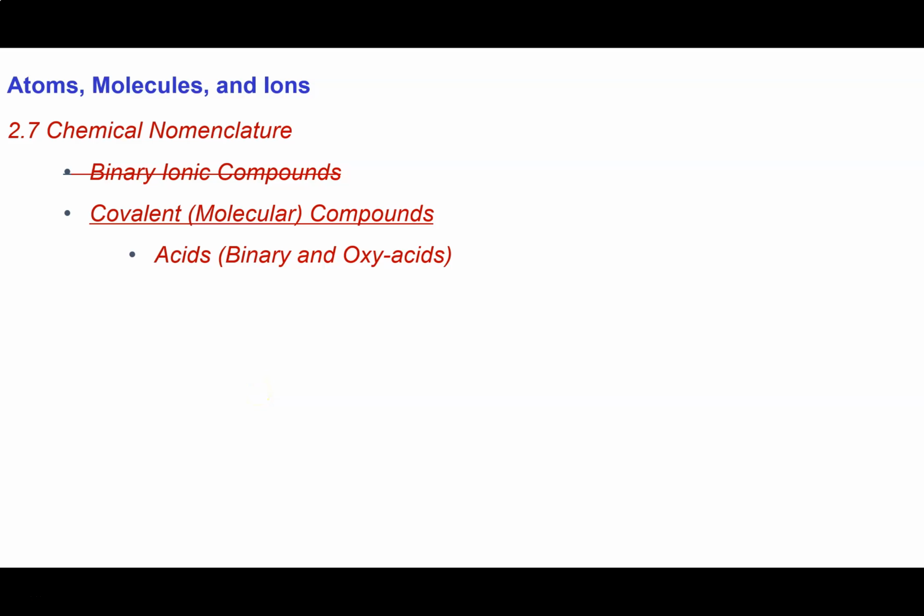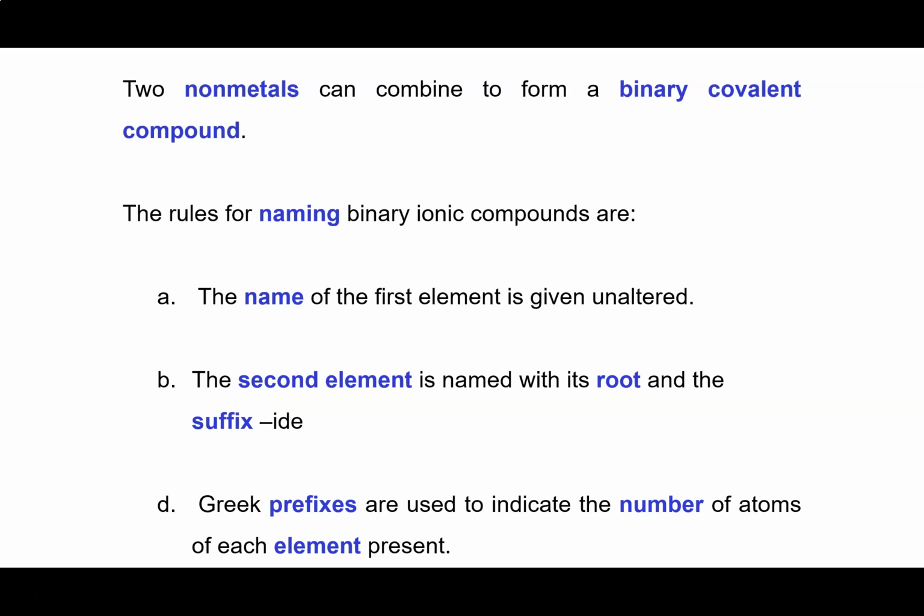So in this video, we're going to look at how we name covalent molecular compounds that are not acids. Two nonmetals can combine to form what we call a binary covalent compound. And the rules for naming binary covalent compounds are fairly simple. You give the name of the first element in the formula completely unaltered. And then you take the name of the second element, but just the root part of its name, and add to the end of it the letters IDE. So the same ending as for anions.